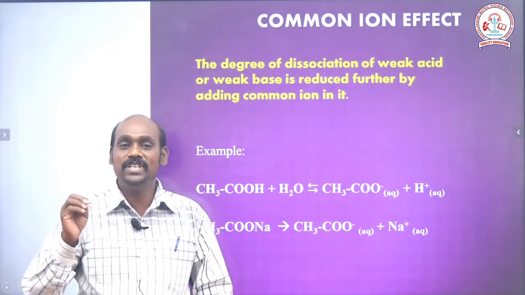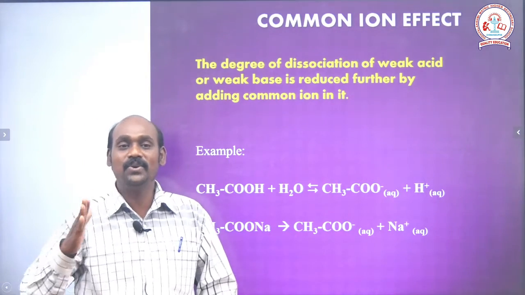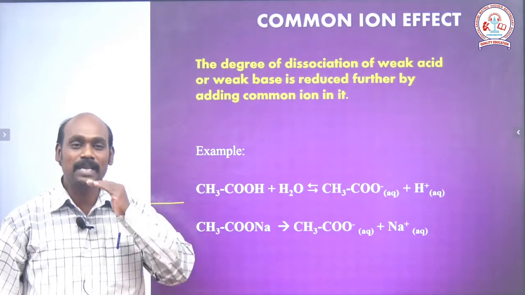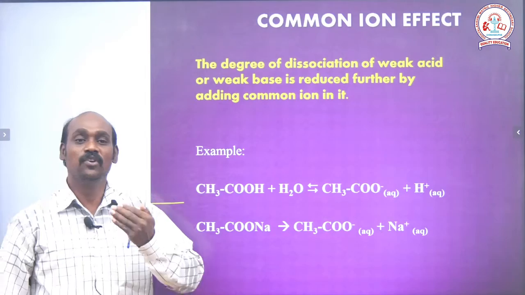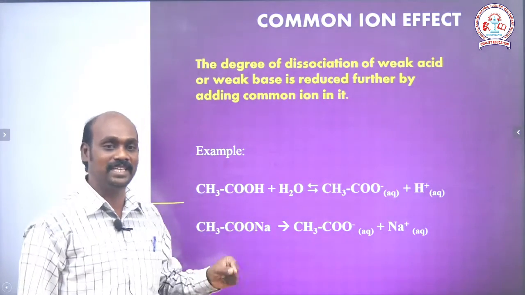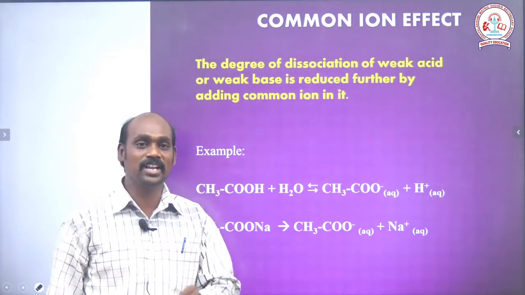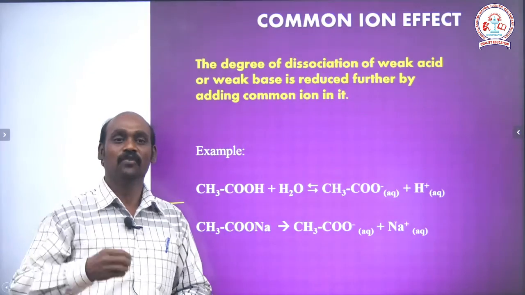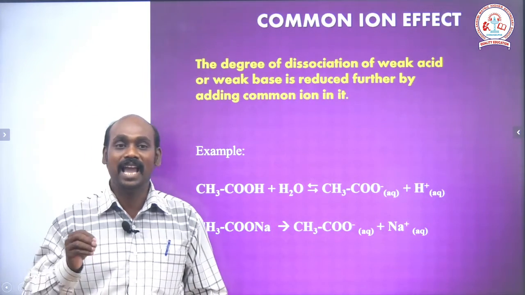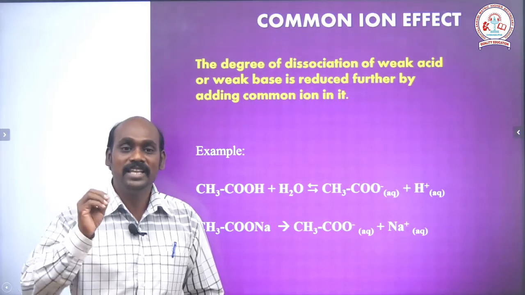Now, the degree of dissociation, that is the splitting of acetic acid into acetate and H+ ion, is reduced. That is suppressed. So, the suppression of the degree of dissociation of a weak acid or weak base by adding a common ion to it is called the common ion effect. Clear, students? So, what is the common ion effect? The degree of dissociation of a weak acid or weak base is reduced further by adding a common ion to it. That is called the common ion effect.